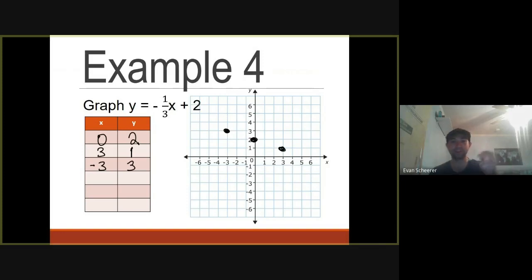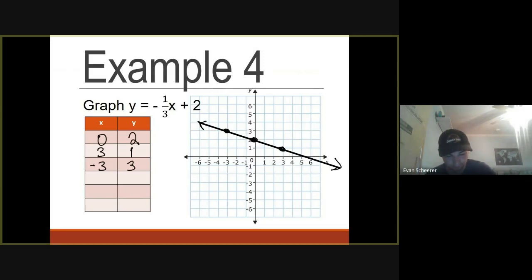But notice we are decreasing now. The line is going the opposite way. First it was like this, now it's like that, or maybe it's the other way around, right? Depending on how your screen is. So let's draw a straight line. Perfect, beautiful. Hopefully yours is as good as this. But there you go. That's going to be your linear equation for negative 1/3 x plus 2.